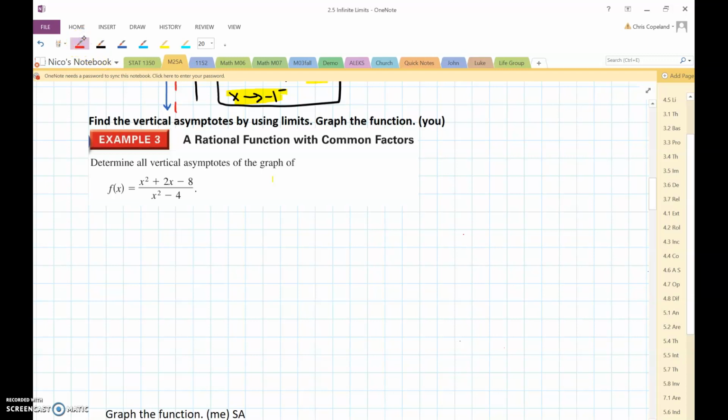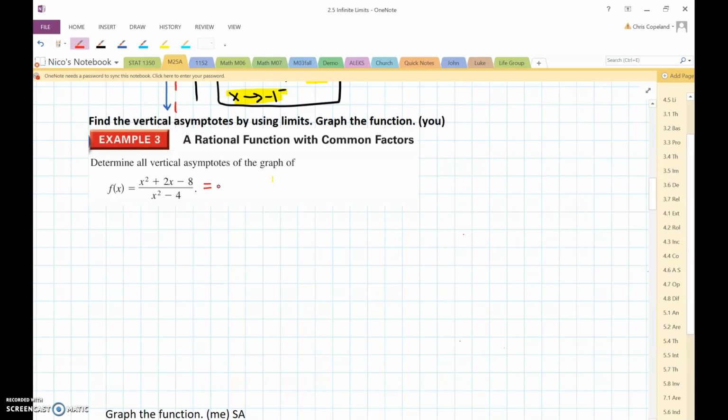Alright, example 3. Find the vertical asymptotes by using limits. Graph the function. Okay, determine all the vertical asymptotes of the graph, and we're going to do that by using limits. So how I want you to do this, first of all, let's factor this.